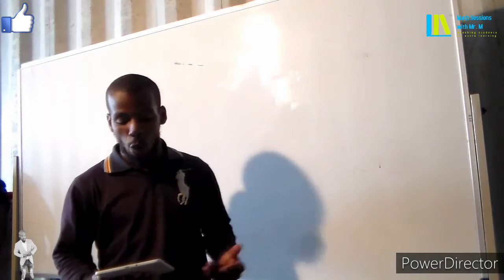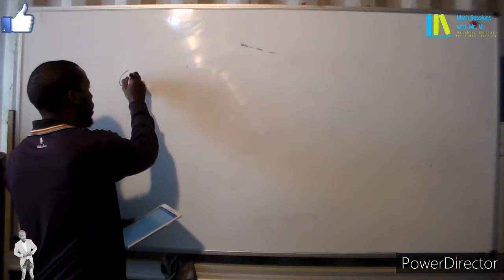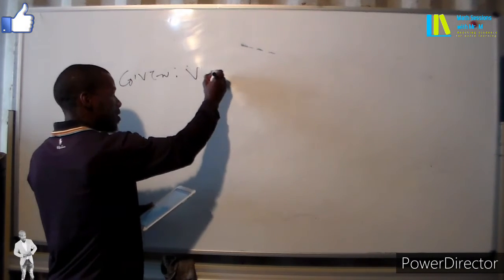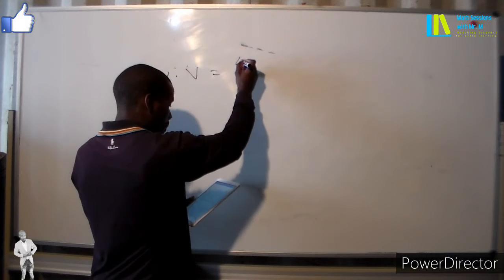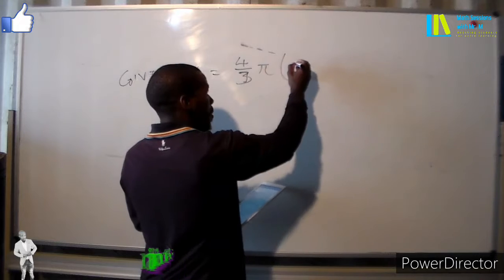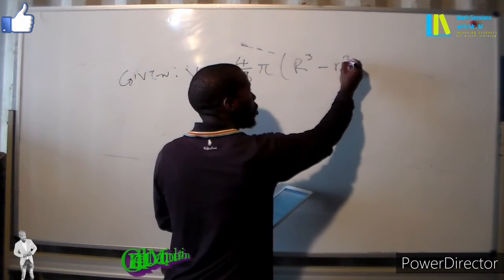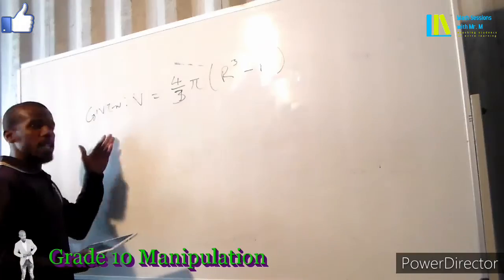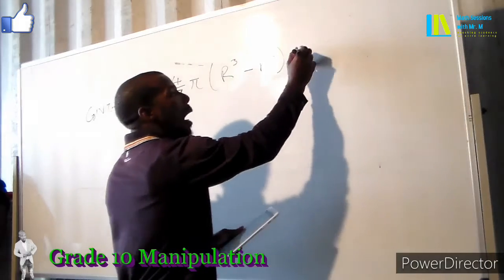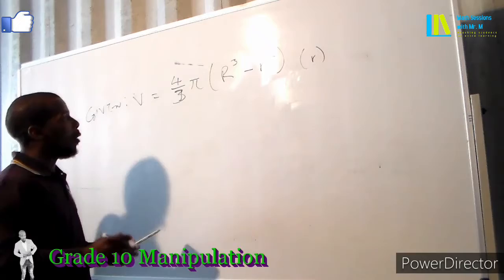So we are dealing with the given equation now. We are given, let's write it down as it is, V is equal to 4 over 3 pi bracket R raised to the power of 3 minus small r raised to the power of 3. So this is what we are given right here. Now they say to us, let us make the small r the subject of the formula.